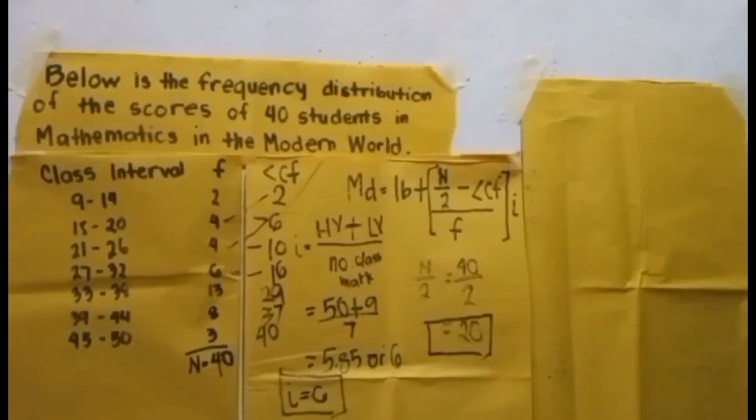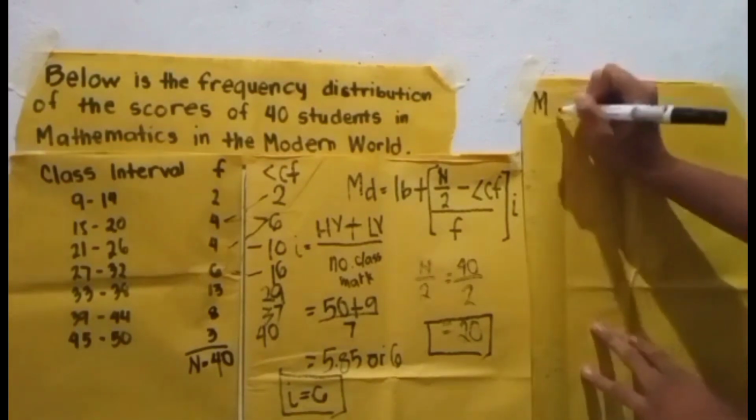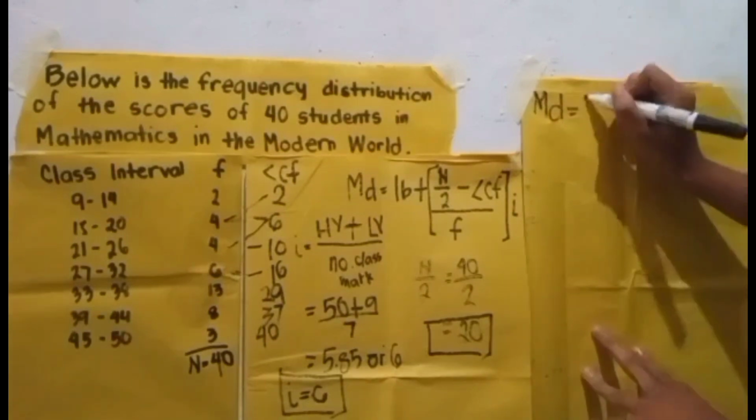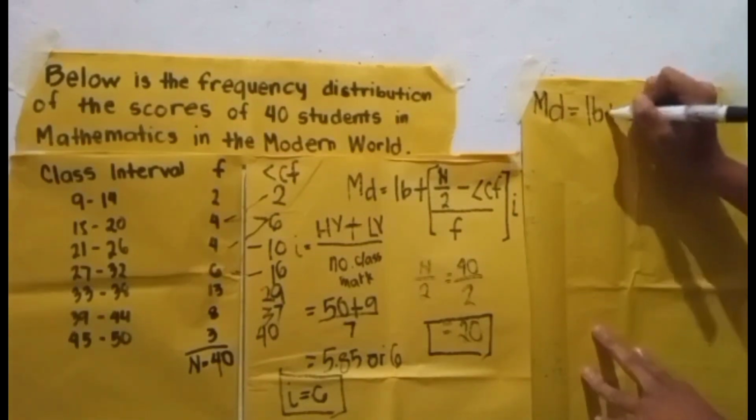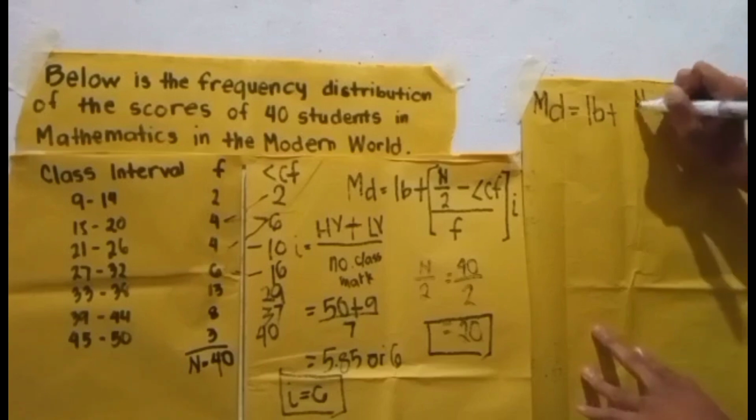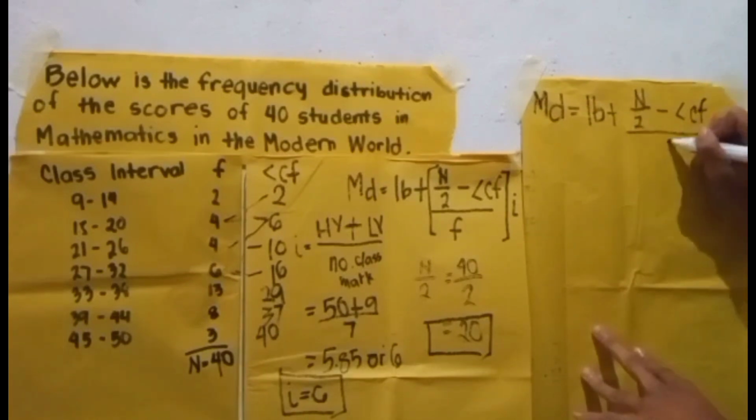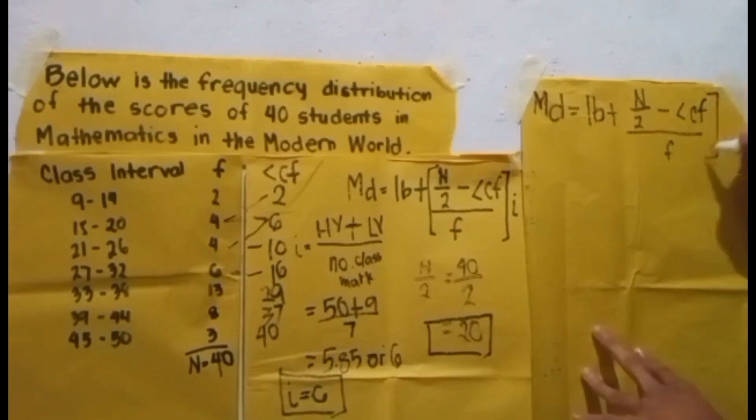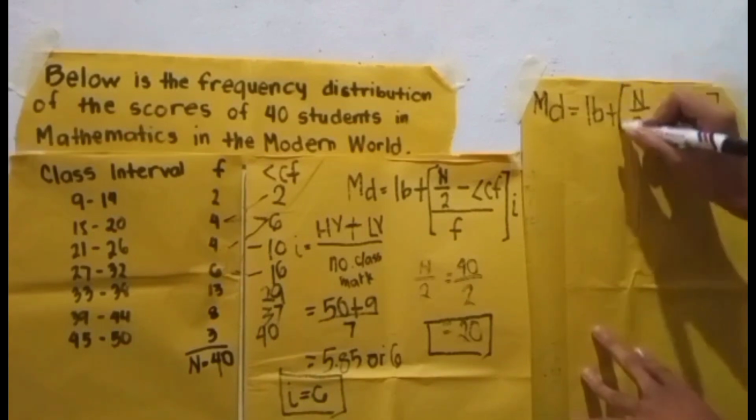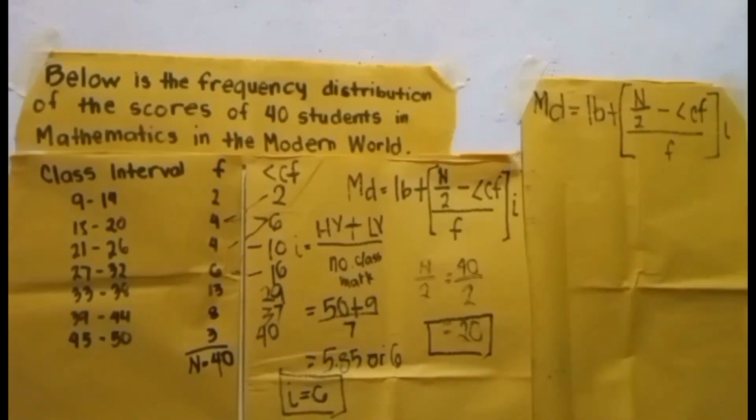And now, we will be applying the formula of median, which is MD is equal to LB, which means the lower boundary, plus n over 2 minus the less than cumulative frequency, all over the frequency times the interval. The LB here is 32.5.